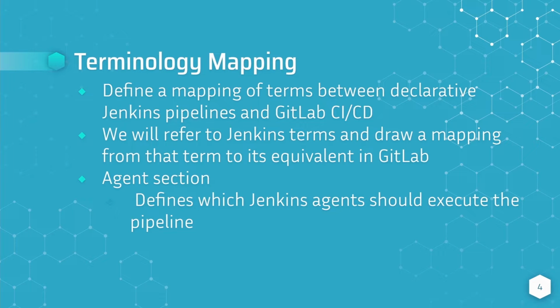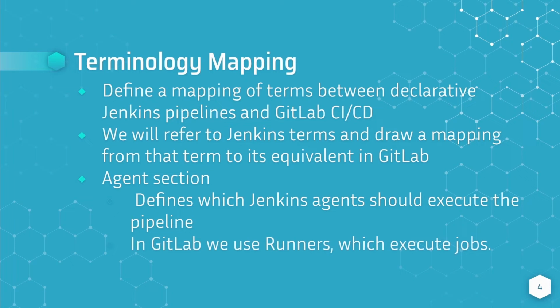In GitLab, we use what are known as GitLab runners, which execute jobs in a GitLab pipeline. Jenkins agents and GitLab runners do have differences, but they serve very similar roles in their respective tools. Both are software applications that execute tasks defined in a pipeline.